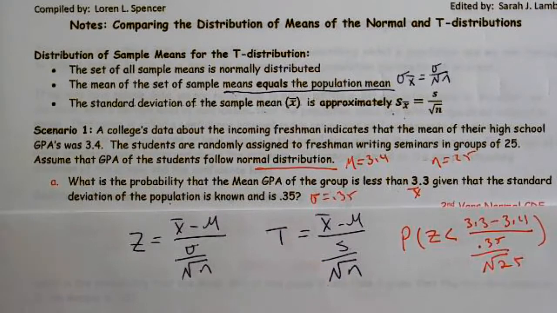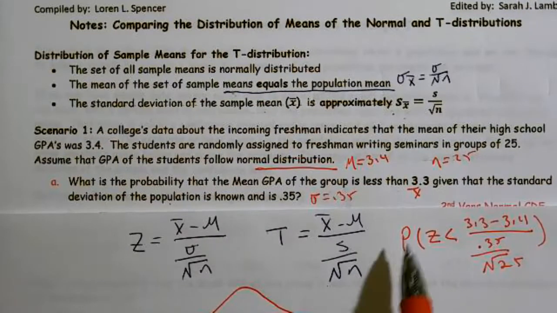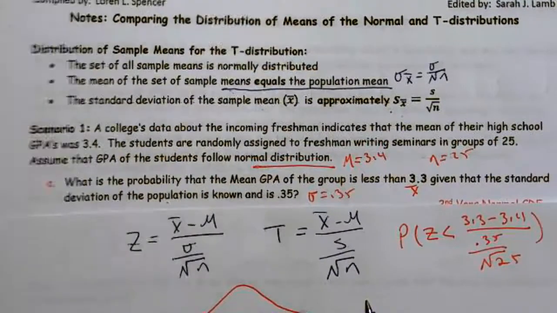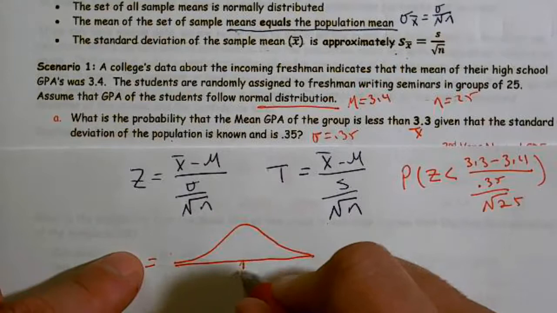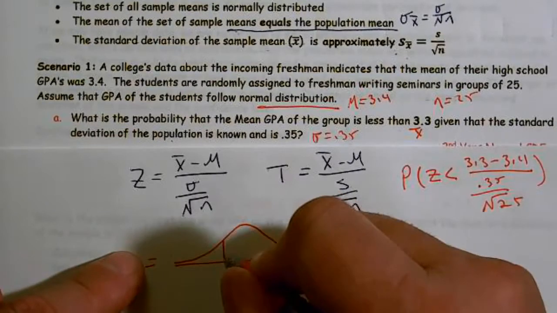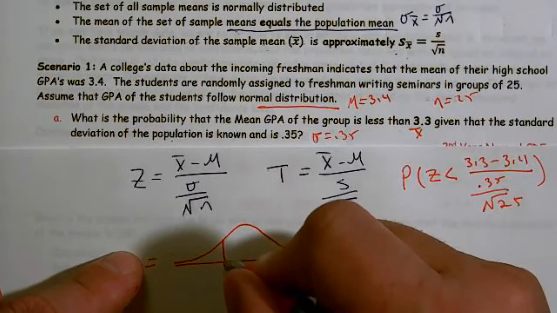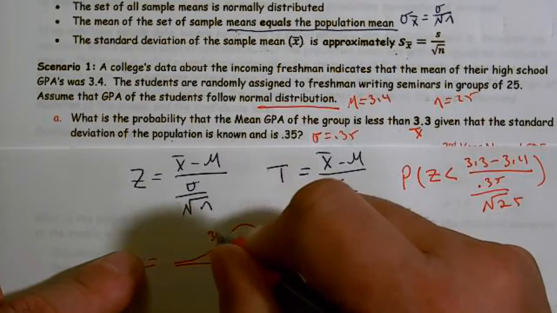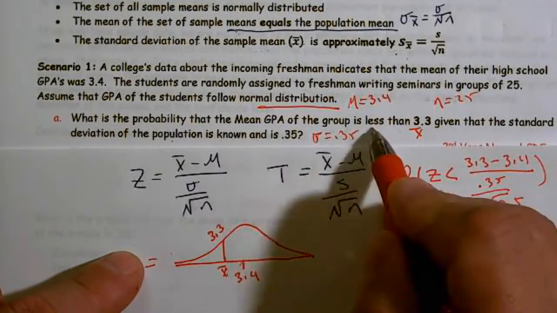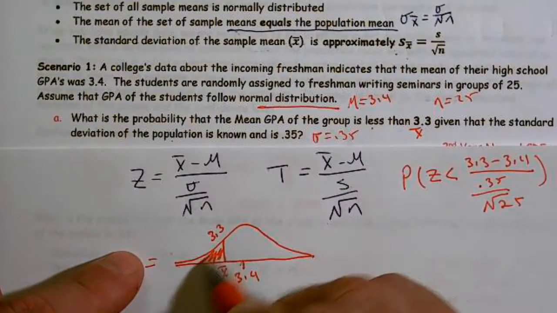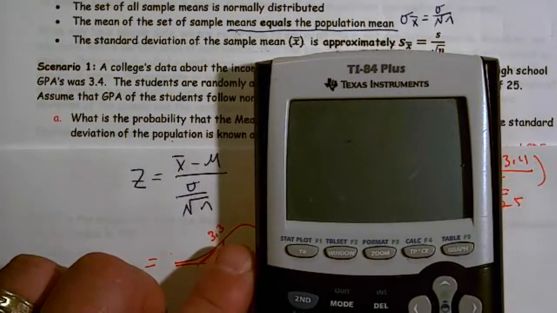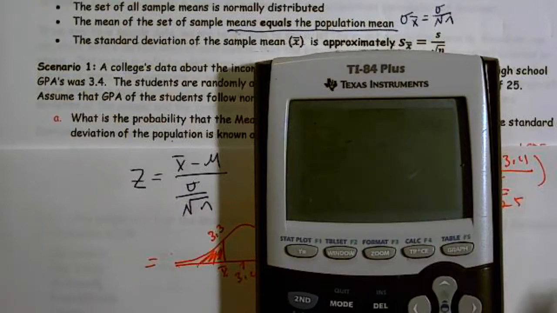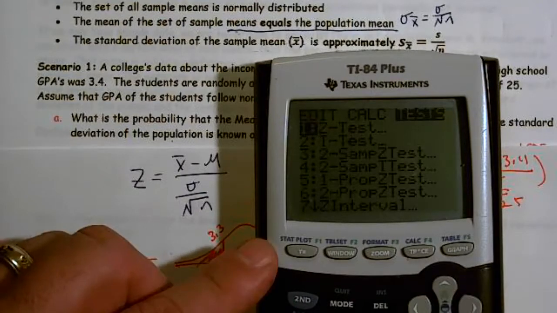And I should be drawing my picture. My picture would have looked something like this. We know that the mean is 3.4. And we want to know the probability of having an X bar of 3.3. And we said less, so we're shading this way. Now, a couple things about this. We can go to stat, test, Z test.